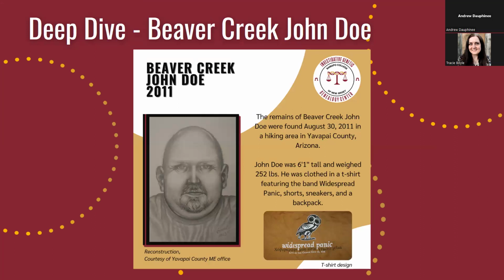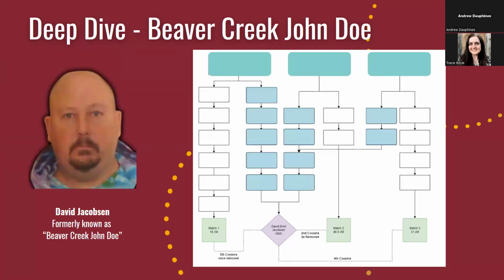And then the final identification was for Beaver Creek John Doe. The remains of Beaver Creek John Doe were found August 30th, 2011 in a hiking area in Yavapai County, Arizona. He was 6'1" and weighed 252 pounds. He was clothed in a t-shirt featuring the band Widespread Panic, shorts, sneakers, and a backpack. And what was interesting about his case is that his matches were very low.